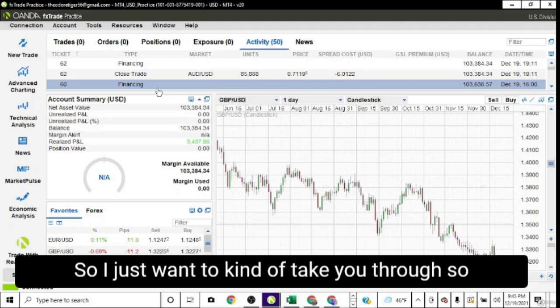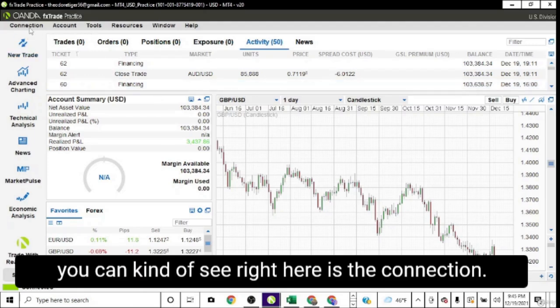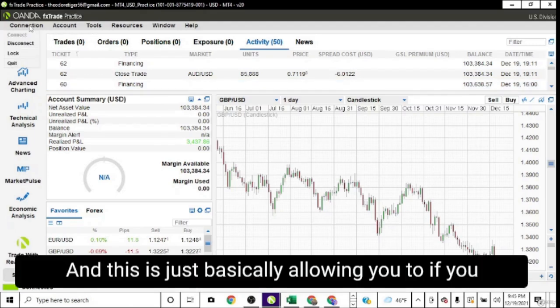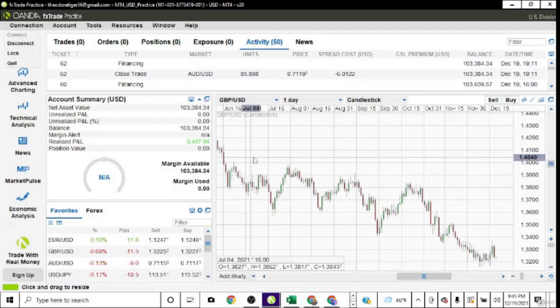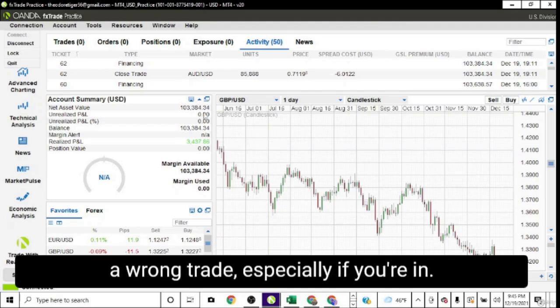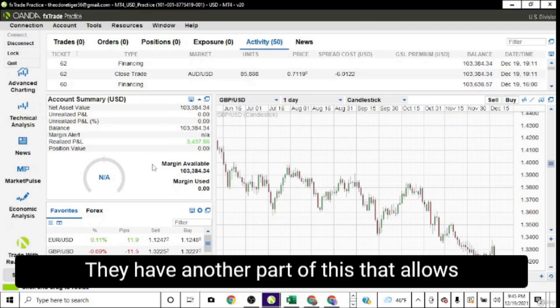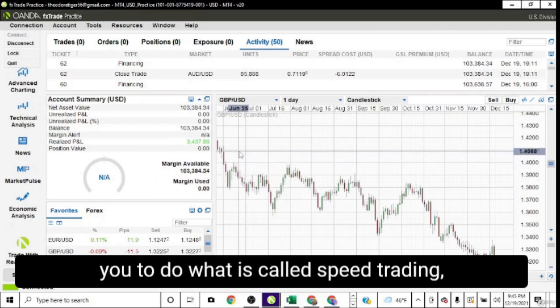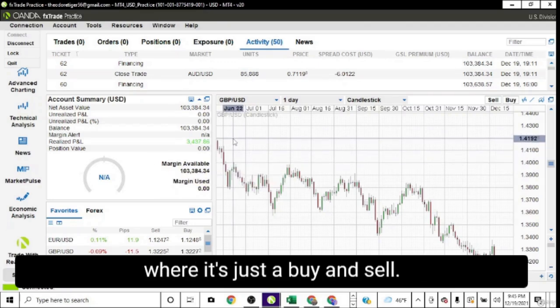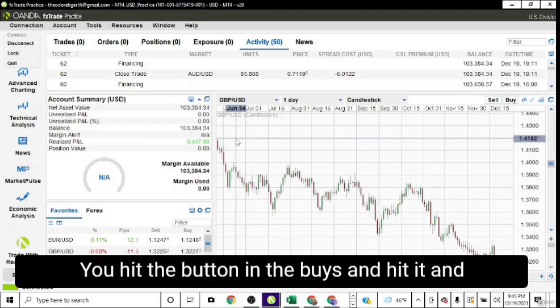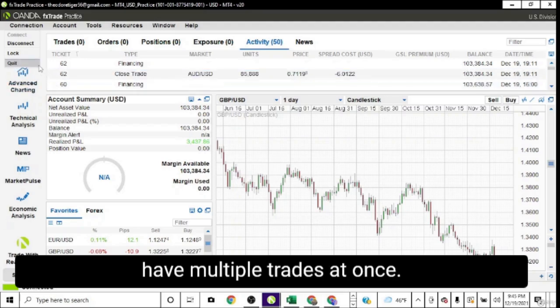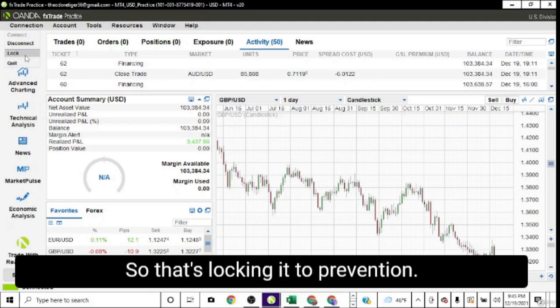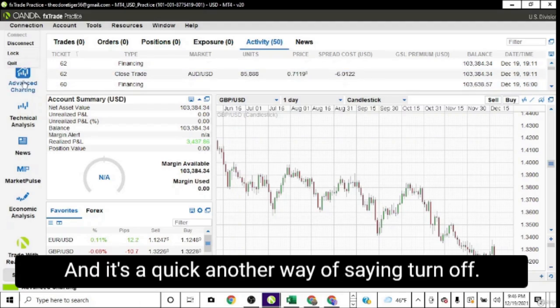I just want to take you through so you can see. Right here is the connection, and this allows you, if you want to disconnect, if you want to lock, basically lock so it prevents you from touching anything because this is case sensitive. If you touch it, you might make a wrong trade. They have another part of this that allows you to do what is called speed trading, where it's just a buy and sell. You hit the button and it buys, you hit it, and you close out of it and get out of there and things like that. You can have multiple trades at once, and so that's locking it to prevent you. And then it's the quick, another way of saying turn off.